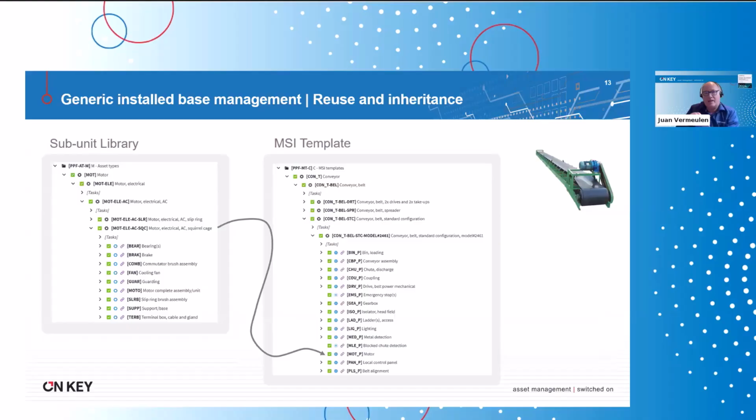So now on the left-hand side, I've got my subunit library. So I've got a lot of them. It could be motors, gearboxes, air conditioners, anything that you basically are going to reuse a lot. The next step is you're going to basically start constructing an asset type, which will end up as an asset. In this example, it's a conveyor belt. It's got a lot of parts. It's got the bin loading, the conveyor assembly, chute, a lot of things. And the one thing it has is a motor.